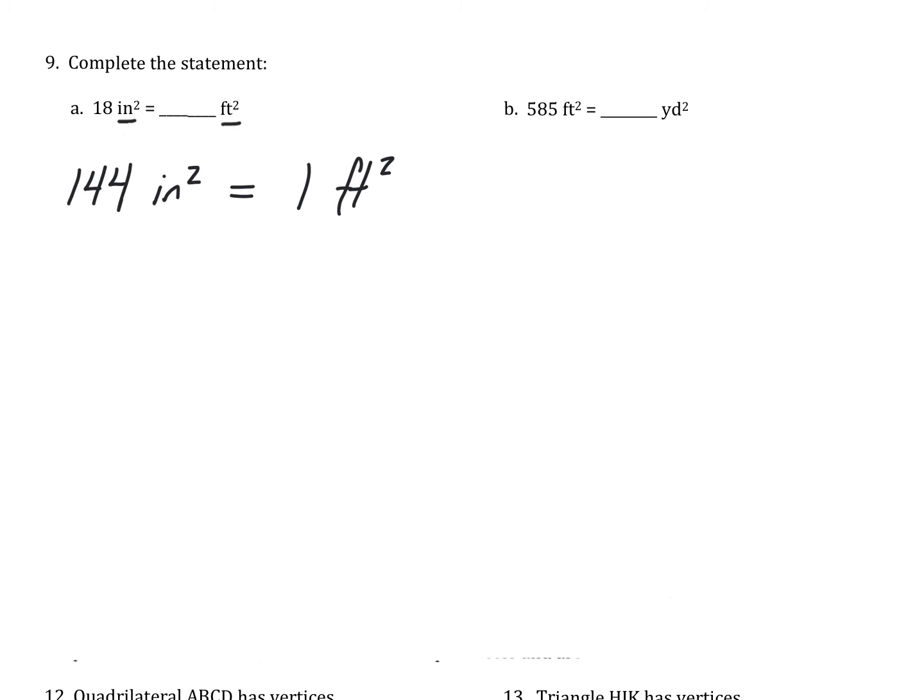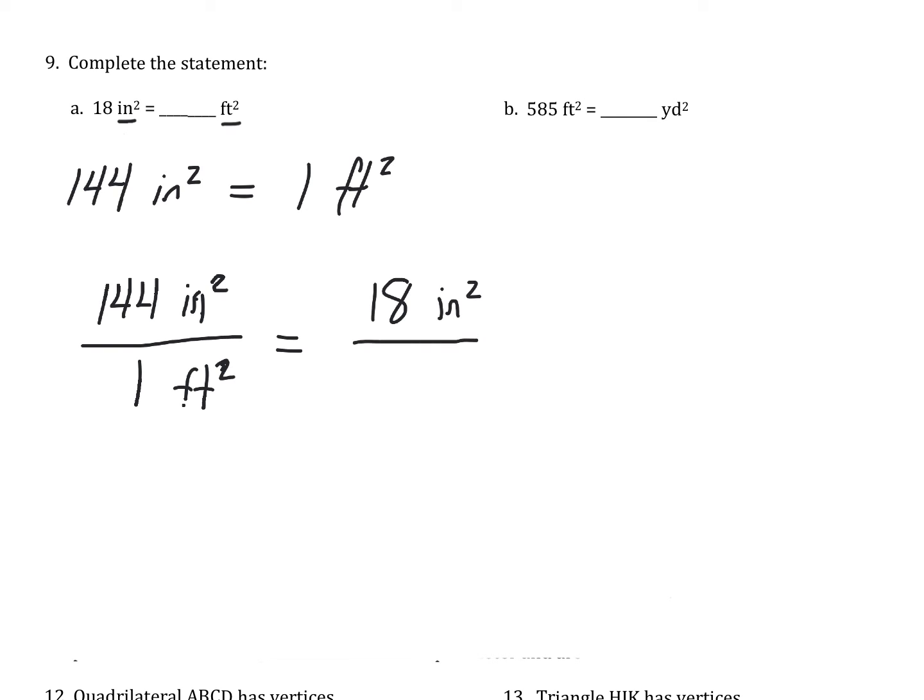So now that I have my conversion rate, let's see if we can use that to figure out how many feet squared would be equal to 18 inches squared. So right now I know 144 square inches, or inches squared, is the same as 1 foot squared. So what I'm going to do then is set this equal to the ratio of 18 inches squared over, let's use our variable x, feet squared.